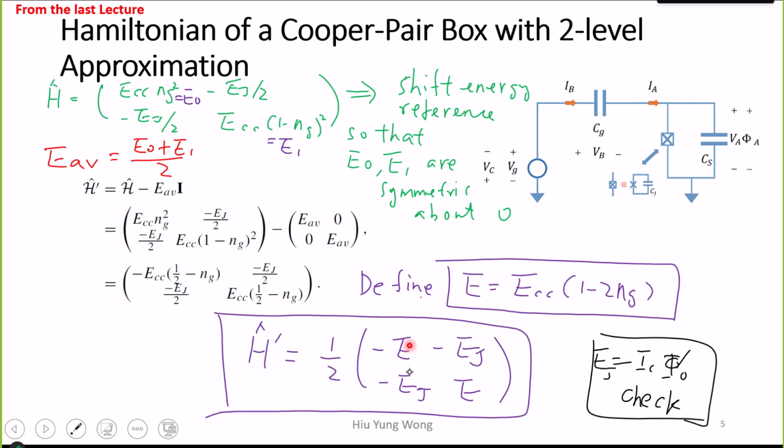And how about E? E looks like nothing, but remember it is ECC times (1 minus 2 NG). So what is ECC again? The charging energy. Well, the charge of electron or Cooper pairs is constant, universal. So you can control it by changing the capacitance. So now the whole thing is that you can change the Hamiltonian to anything you want by manipulating the capacitance and the inductance, or the Josephson junction area, right?